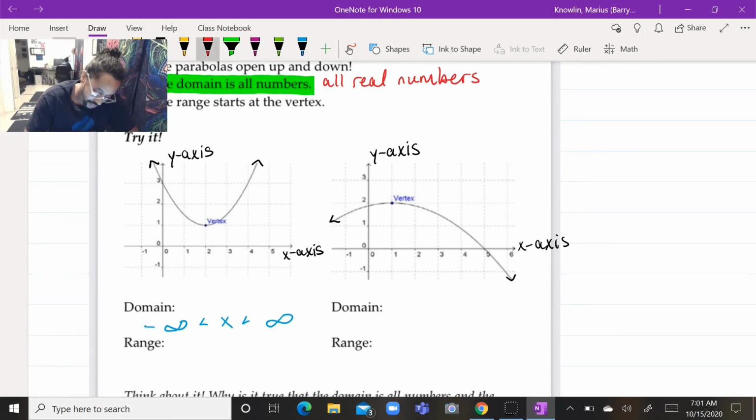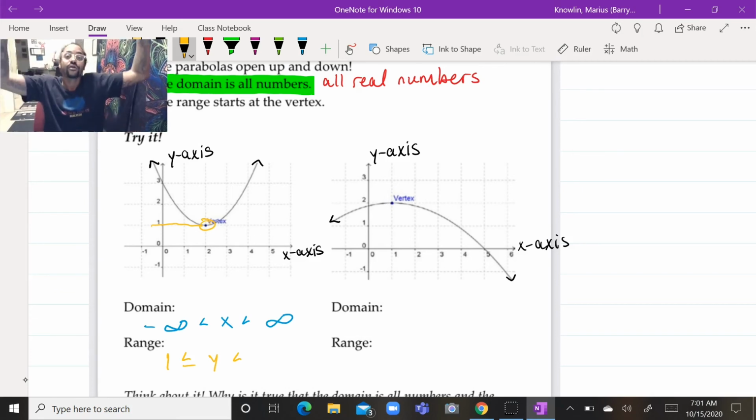Now, the range, the lowest point, remember the lowest point is right here. That is 1. So 1 is less than or equal to y, which is less than, now it keeps going up forever. Up forever would be positive infinity. All right, now let's take a look at this next graph, the graph to the right.